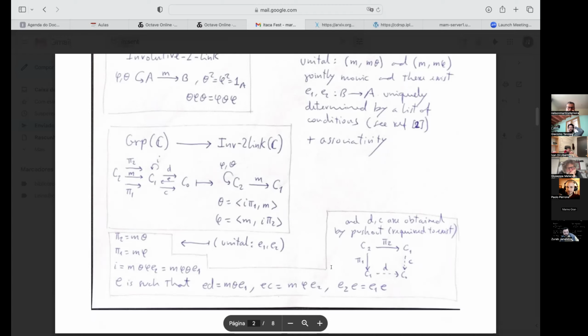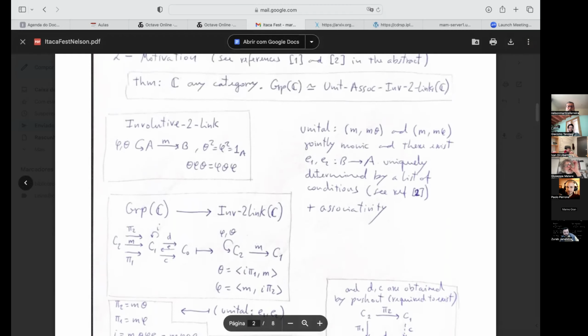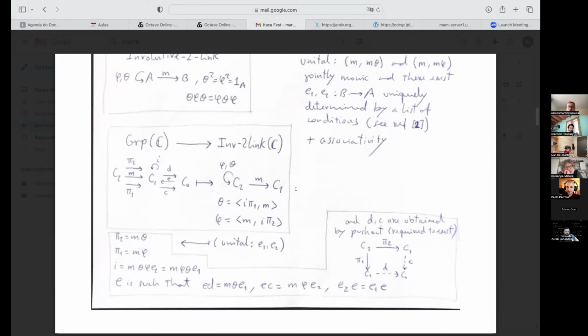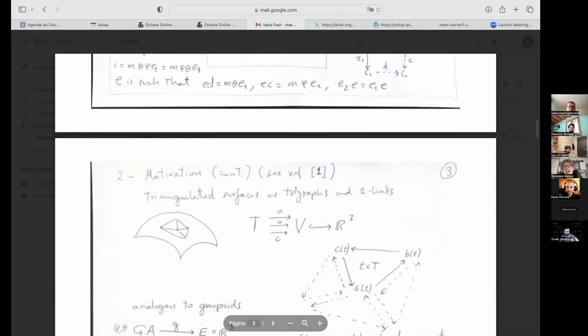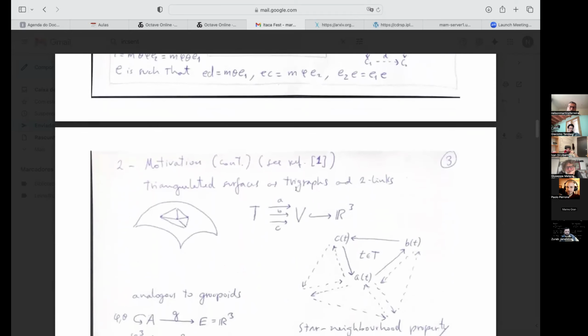So this is just to show that there is some importance in studying this kind of structures coming from internal groupoids. However, it also comes from triangulated surfaces. So not exactly the same, of course, but in a similar fashion. So from this point of view, and I'm also giving references, the references are in the abstract.